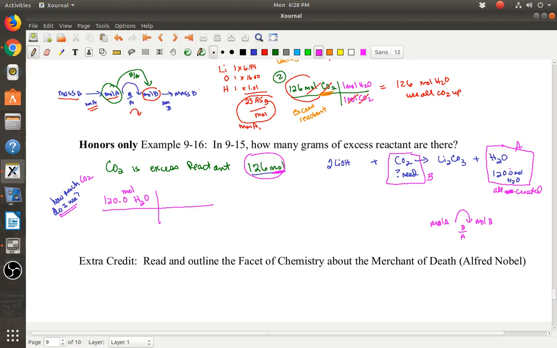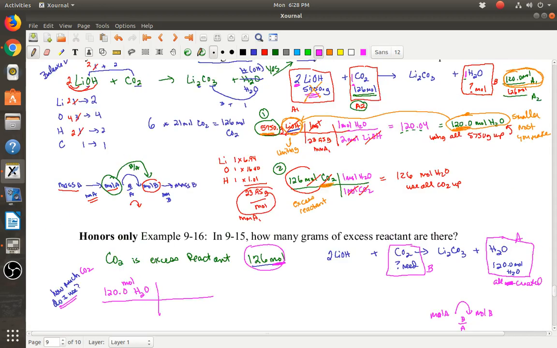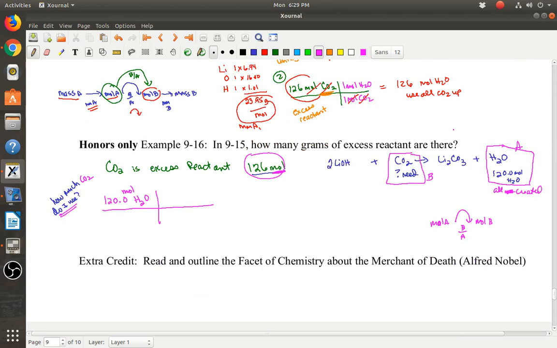The moles of A is, I know that the only amount of water I create is 120 moles. Why do I know that? Because I use all 5,750 grams of lithium hydroxide, and I could only make 120 moles of water. So I take 120 moles of water, and I use the ratio B over A. There's 1 mole of CO2 for every 1 mole of water. Well, it's a 1-to-1 ratio. That makes it an easy calculation. So 120.0 moles of CO2 are used or needed.